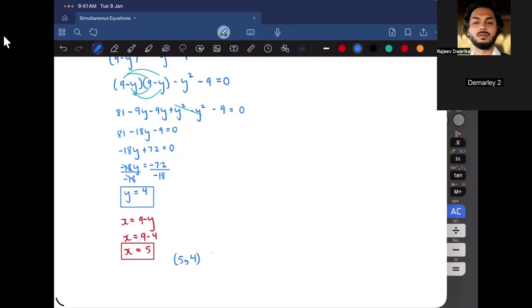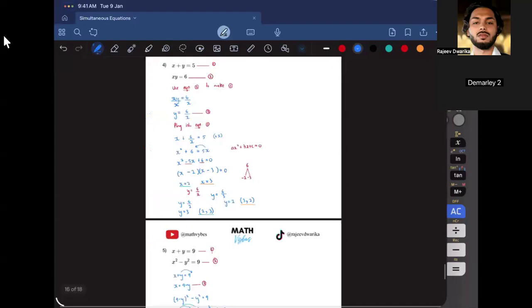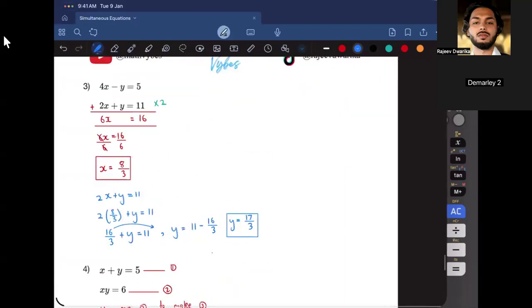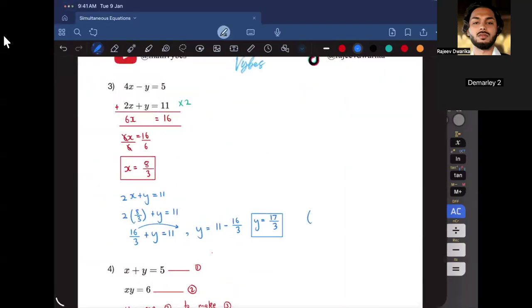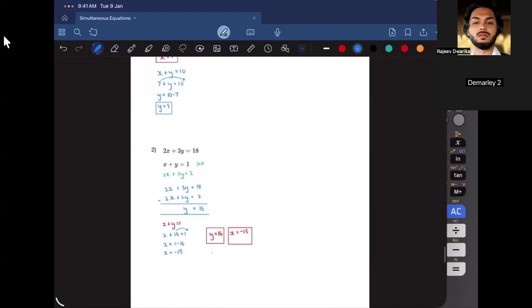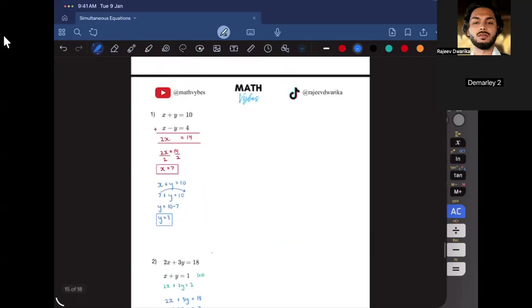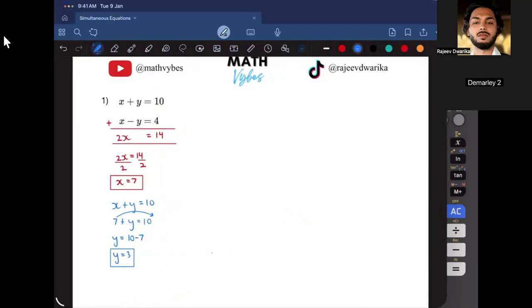Anytime they ask you to write your answer as a coordinate, this is the way you do it. You put the x first and then the y. So for all the questions we did previously, you could have stated the solution as a coordinate. This one will be 8 over 3, 17 over 3. You just put the x first and the y. Because what we really find is the point of intersection. That's why you could write it as a point.